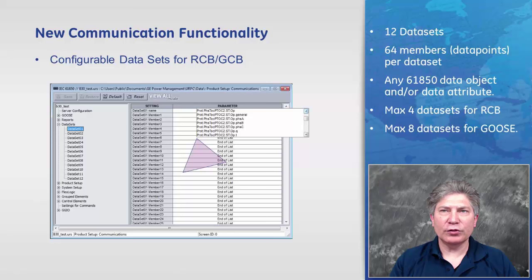Data sets are also used to define which data attributes to include in a GOOSE message, or a sampled value message, or a report. The data sets are configured so that any 4 data sets can be used for report control blocking. The remaining 8 data sets are allocated for GOOSE publishing. The UR setup can also configure any FlexLogic and any FlexAnalog operand as members for the data sets.